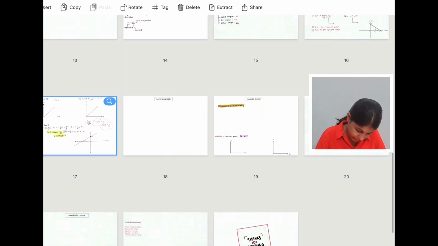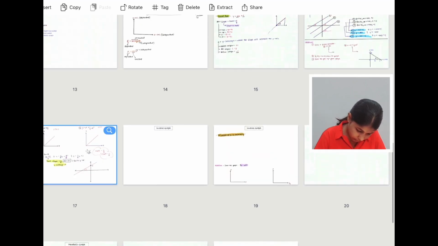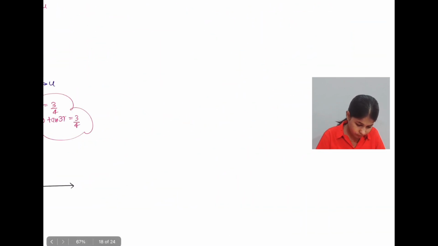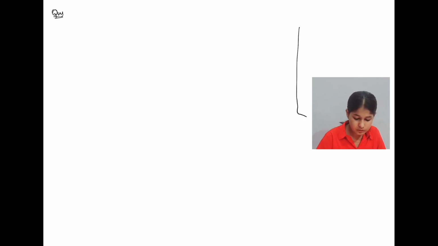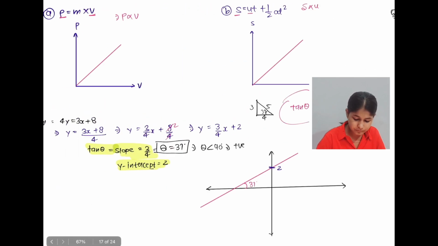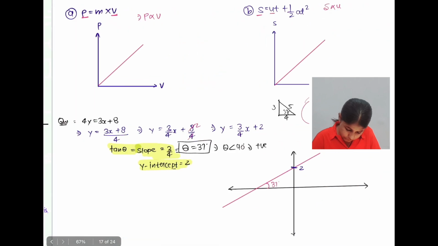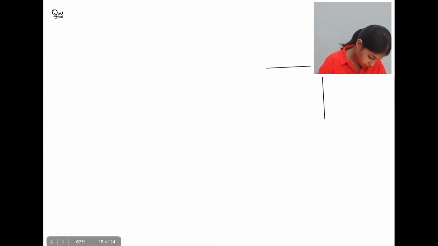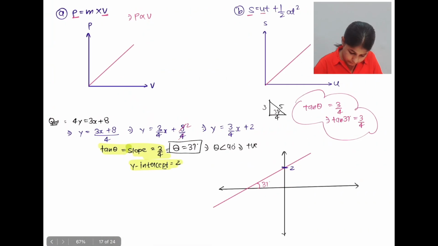Where has the page gone? I think the page is deleted. Okay, so this is our third question. So what is given? It is given 0, 4, 6 at the y-axis, 0, 4, 6 and on the upper side 8.